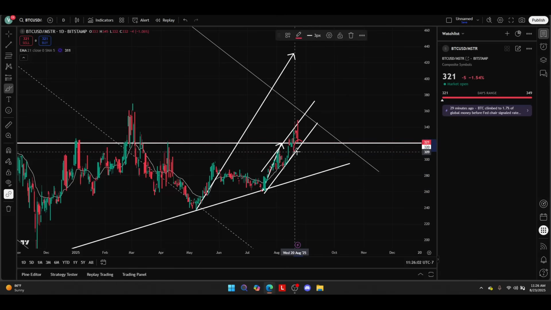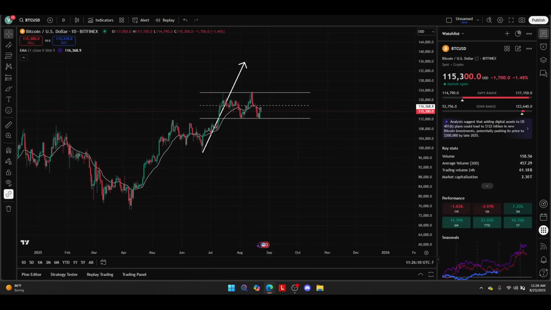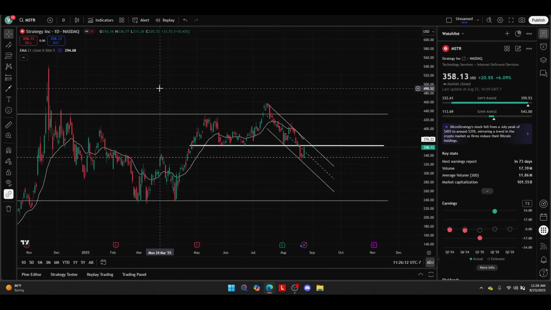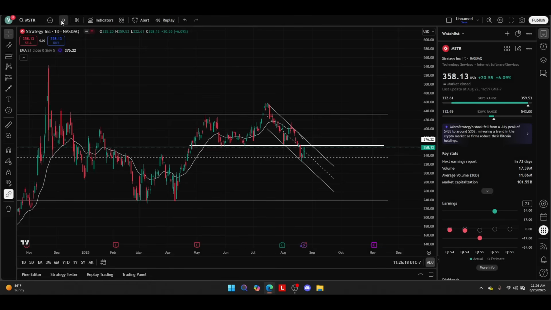So let's see what happens. We're right in an area where it can act as support, or it can just fail and continue moving down lower, which will show an outperformance in MSTR. So that's basically all I wanted to cover. Went over Bitcoin, went over MSTR, went over the two charts together. Let's take a look at the weekly chart.